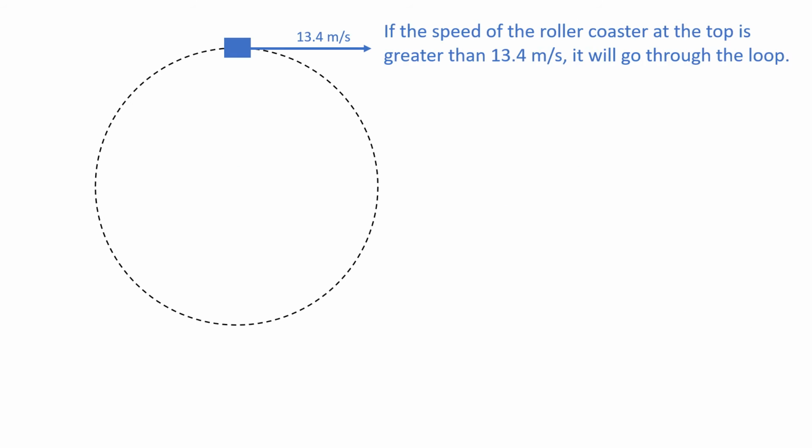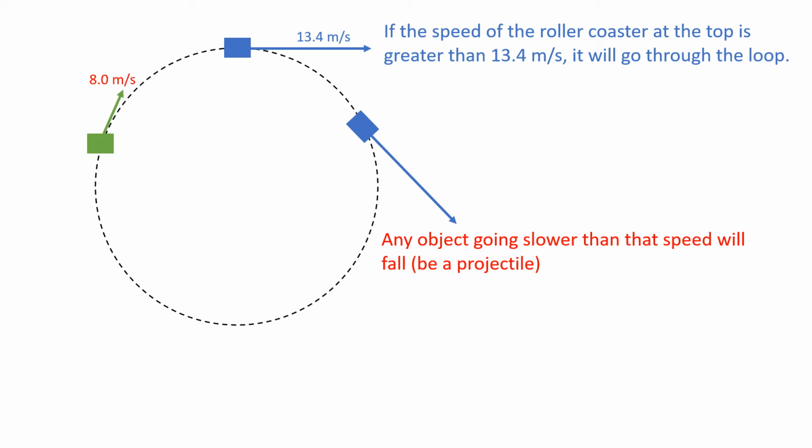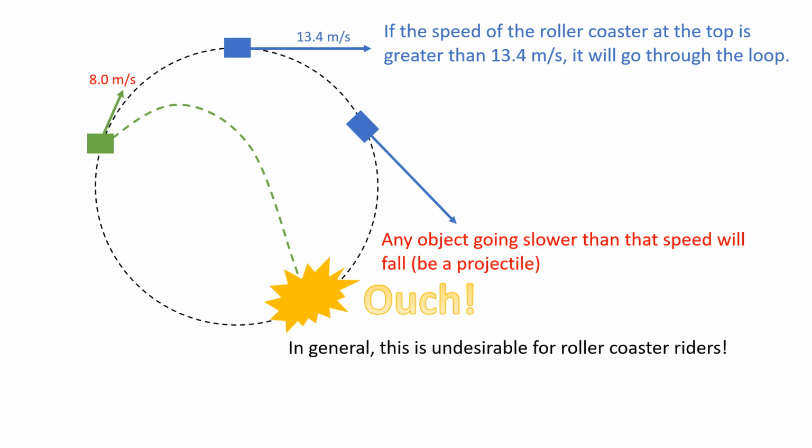What that means is that we have to go at least 13.4 meters per second in order to make it through this vertical loop. If we were to go slower, let's just say 8 meters per second, we can't change how big gravity is. It's always going to be there. So that's something that's going to fall instead of moving in a circle. That's not really a desirable situation for people riding on a roller coaster. So it is important to realize that there is a minimum speed with which things can move through a vertical loop in a roller coaster like that.